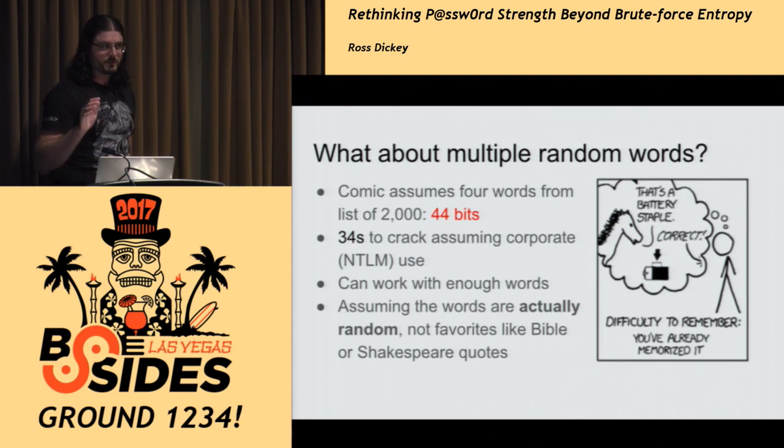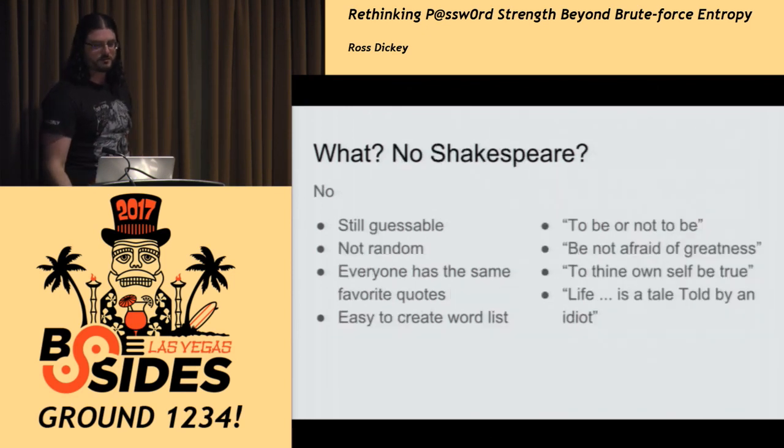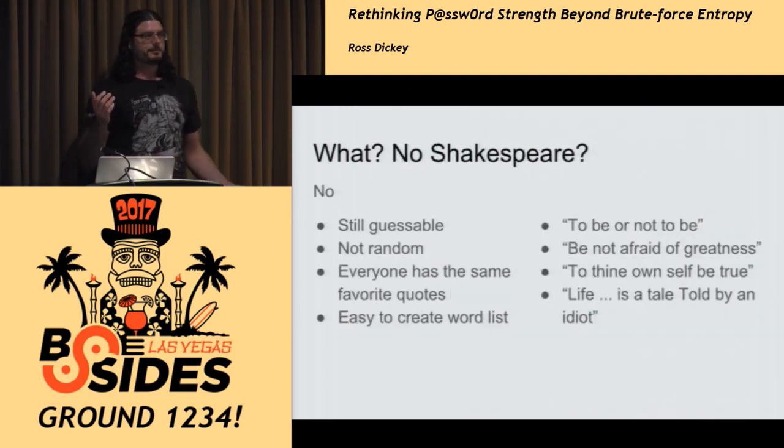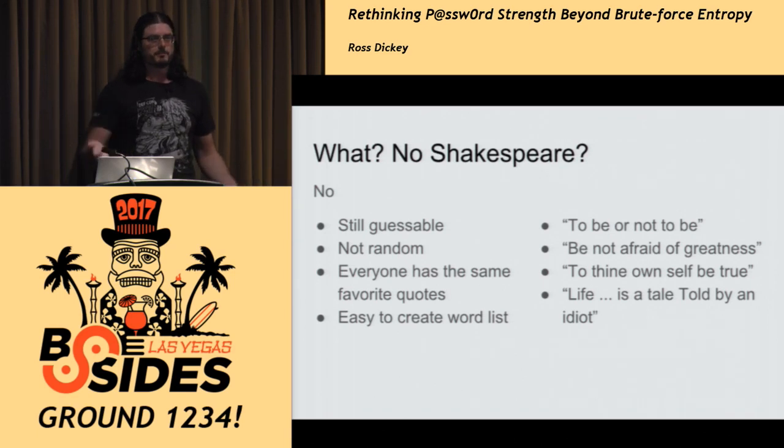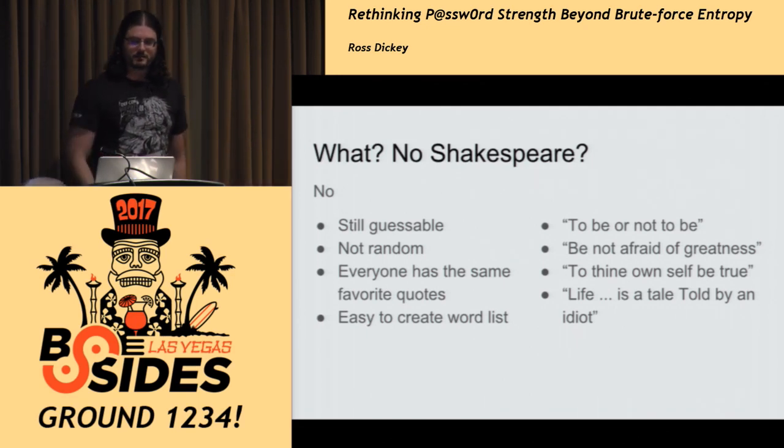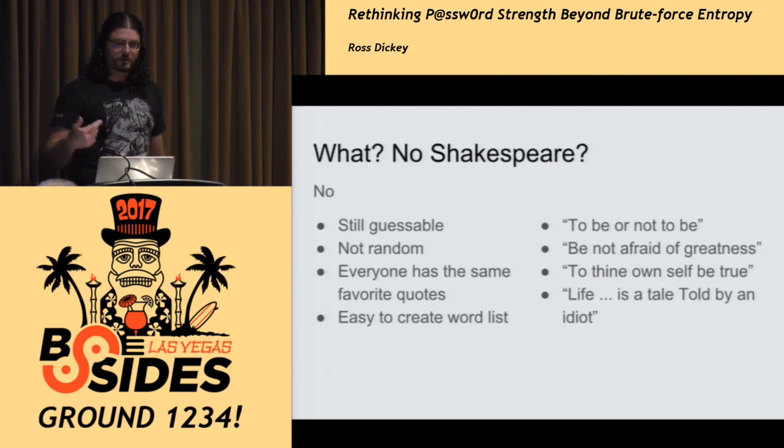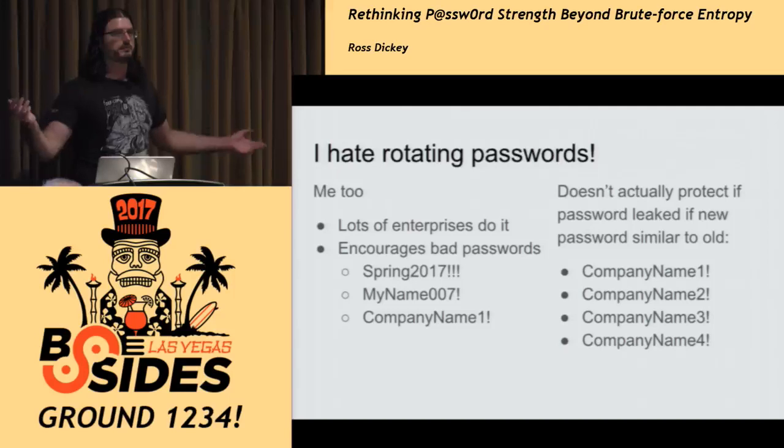But it needs to be random and not something like Shakespeare, because that's not random. You can make a password dictionary of all the Shakespeare quotes, but even better, you can just take the top 50 or 100 that are everyone's favorite, and that's a very low entropy password.